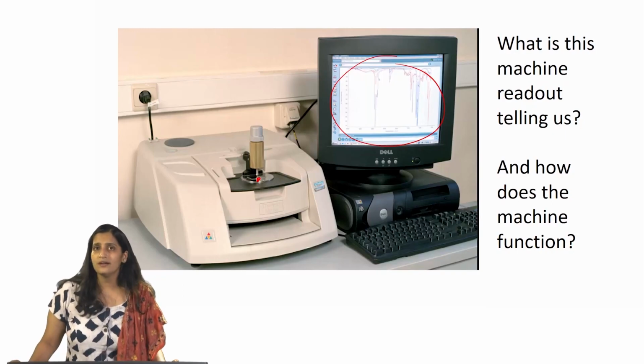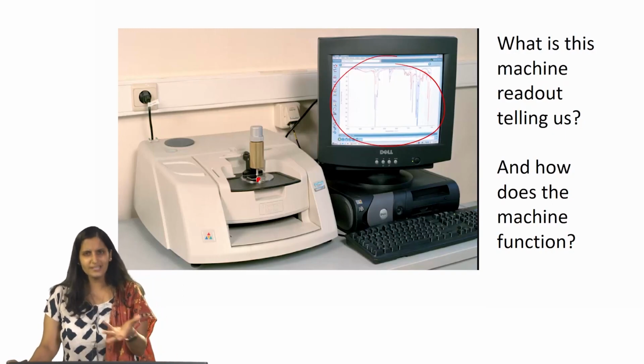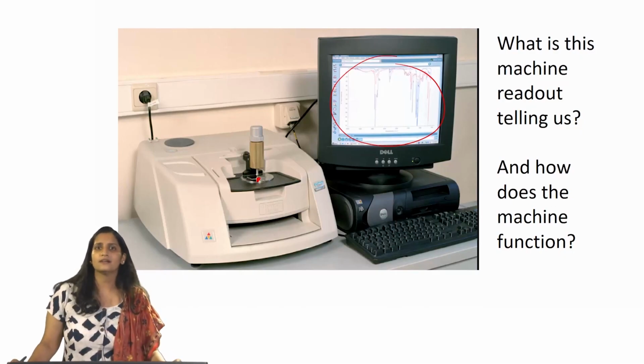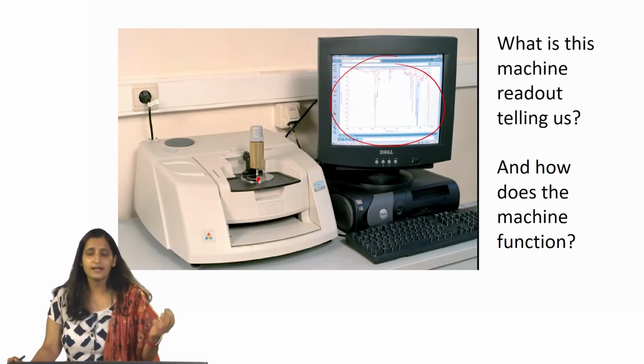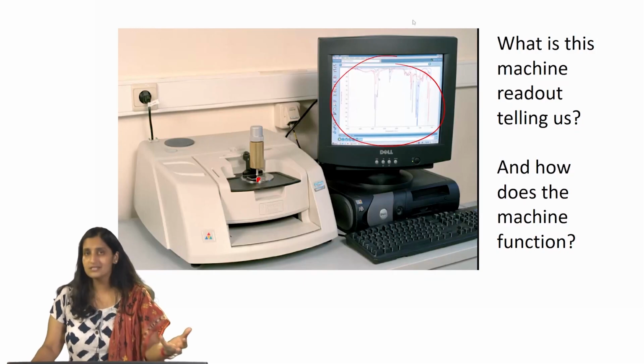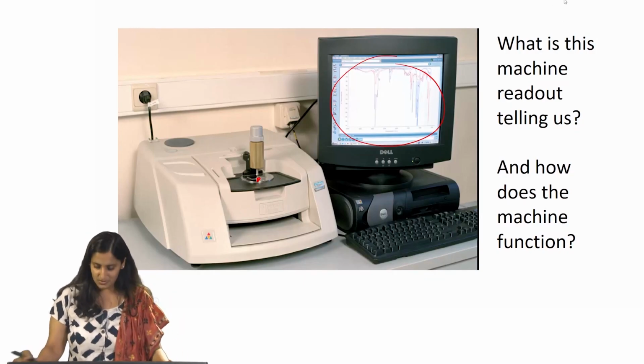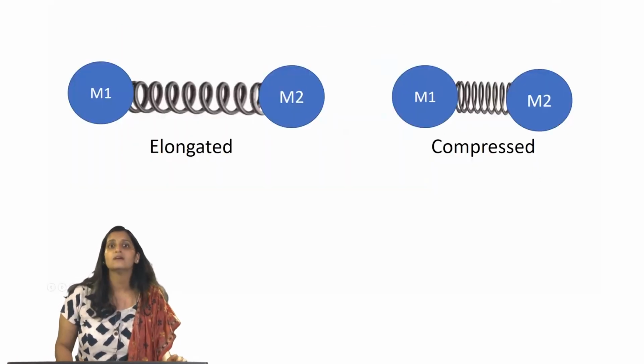Okay. So, now we are trying to figure out what this machine readout is really telling us, how did it figure out that it is an alcohol or an alkene, and how does this machine really function. So, that is what this talk about infrared spectroscopy, or IR spectroscopy, is.